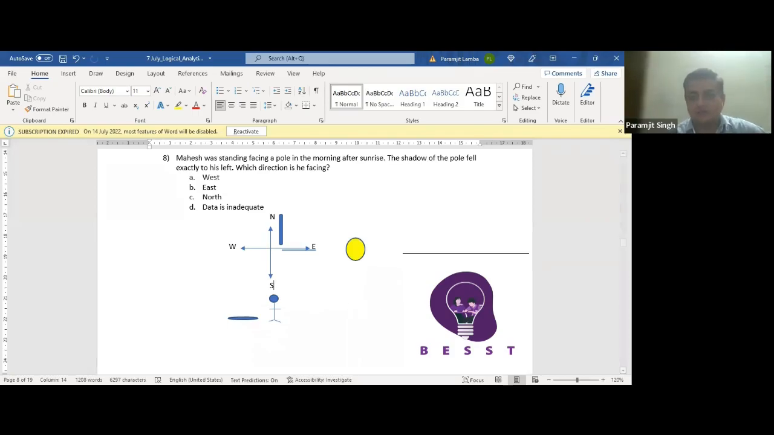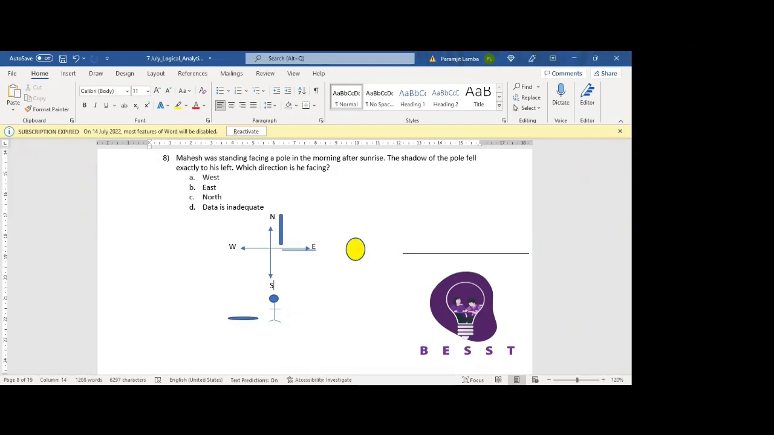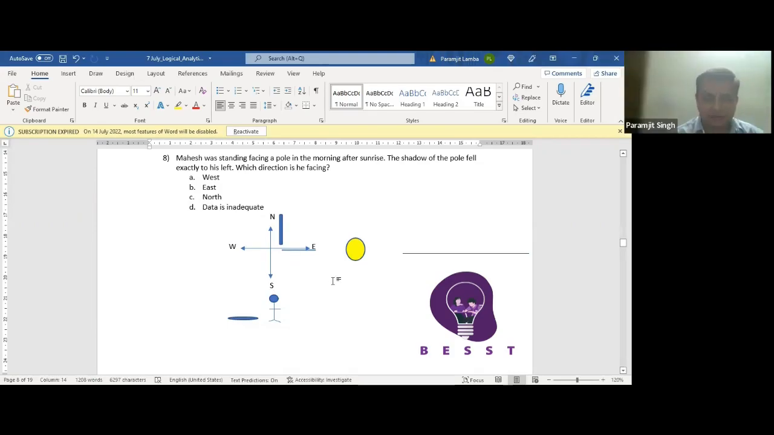Guys, this should be easy now. Which direction is he facing? I've drawn everything. I've drawn the sun, the man, the compass, the shadow. Now, please tell me, which direction is he facing? North. Yes, correct. North is the right answer.